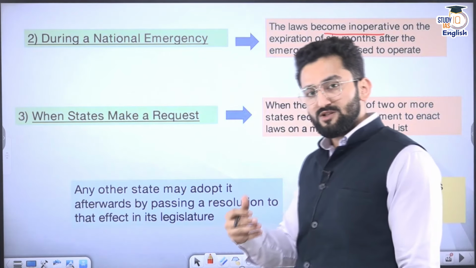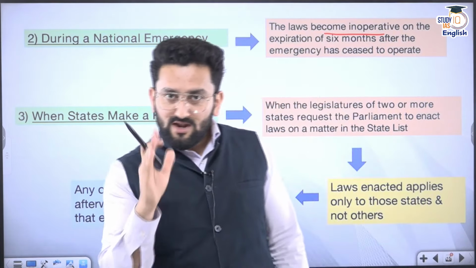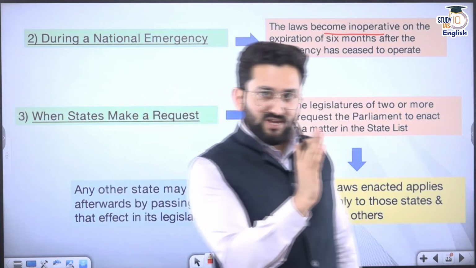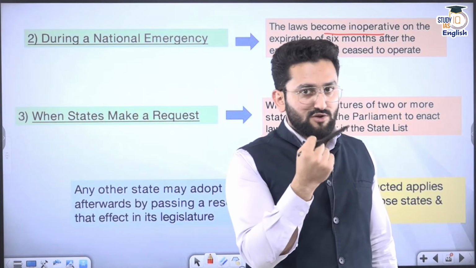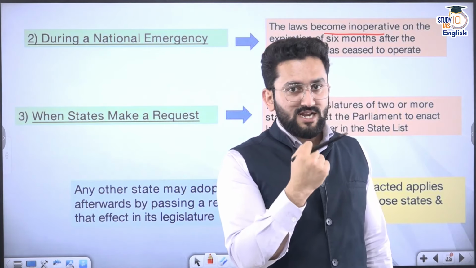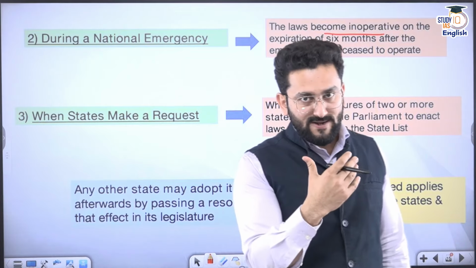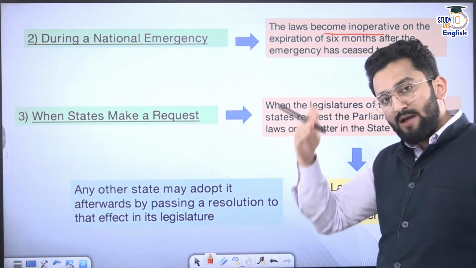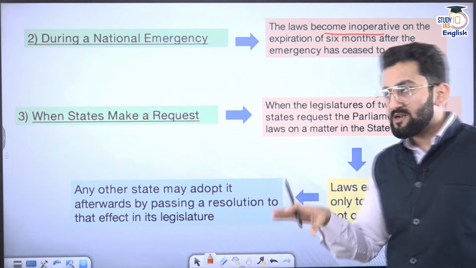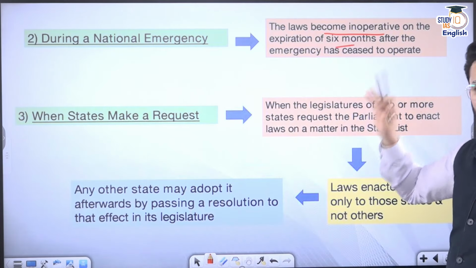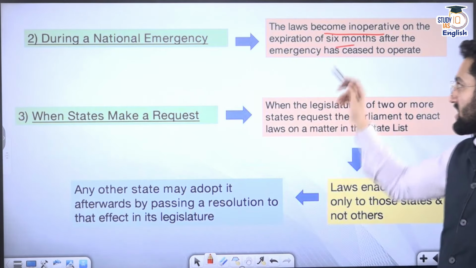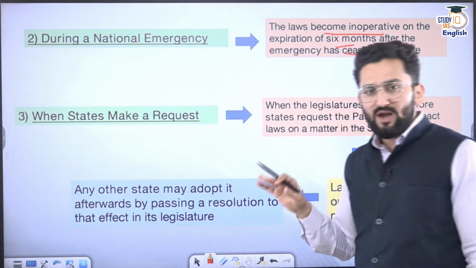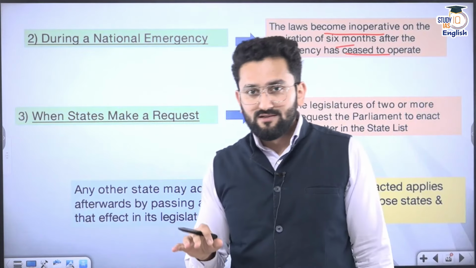So it means if national emergency is in place, now legislative power of state comes to the center, because now it is a matter of sovereignty, integrity of India becomes topmost priority, right? But as emergency is done, after that, till 6 months, these laws can be in operation, and after that, they will cease to exist, right?